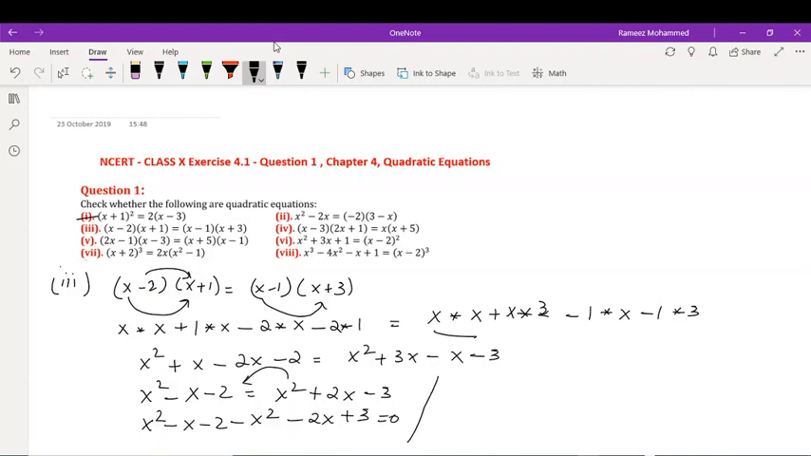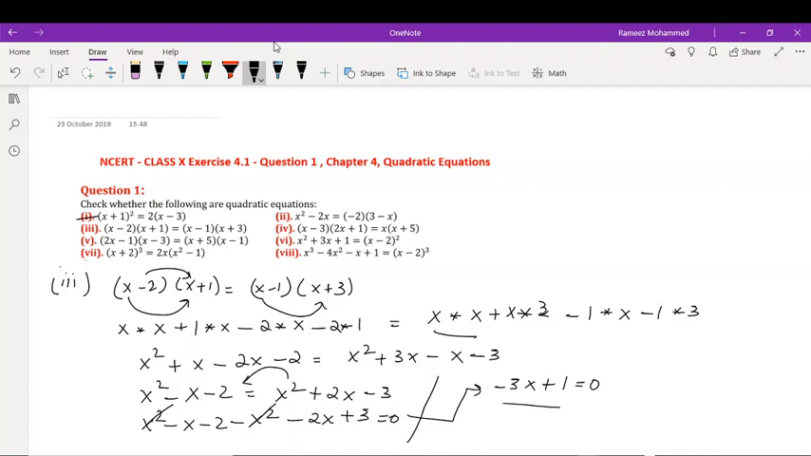Got it? So I will rewrite this. What is x square minus x square? It gets cancelled. And what is minus x and minus 2x? It is minus 3x. What about the minus 2 and plus 3? It will be plus 1. So 3 minus 2 is nothing but plus 1, right? That's the reason.